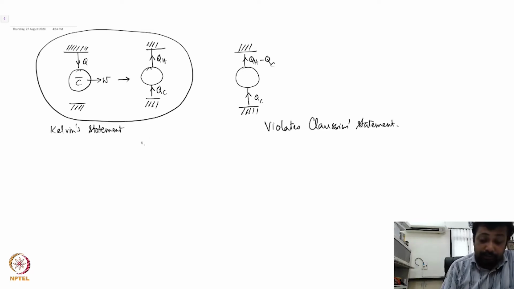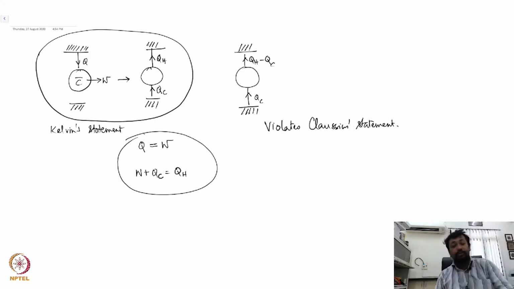Please note that the conservation of energy should give you Q is equal to W and W plus QC is equal to QH, right? So these two should give you this. So this violates Clausius' statement. So essentially, if you violate one statement, you violate the other statement, right?